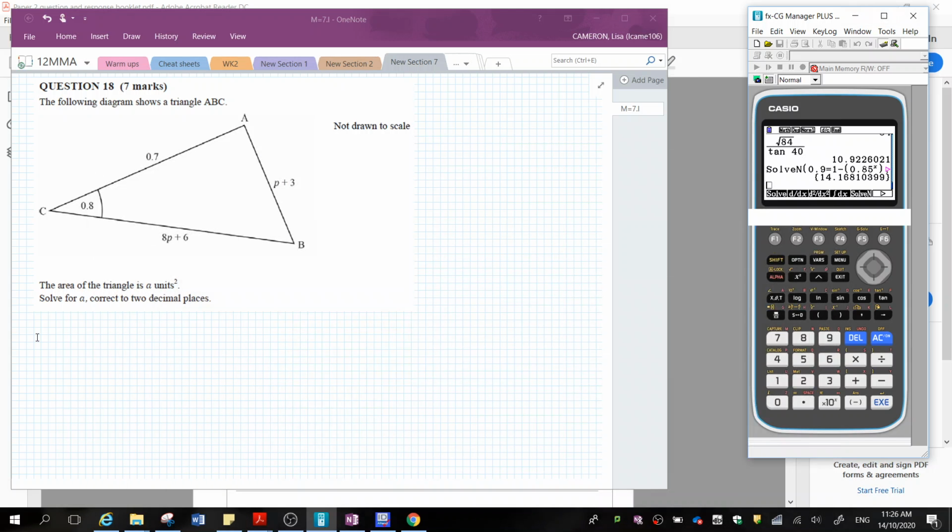Okay, question 18. The following diagram shows triangle ABC. The area of the triangle is A units. Solve for A correct to 2 decimal places. So we want to find the area of this triangle.